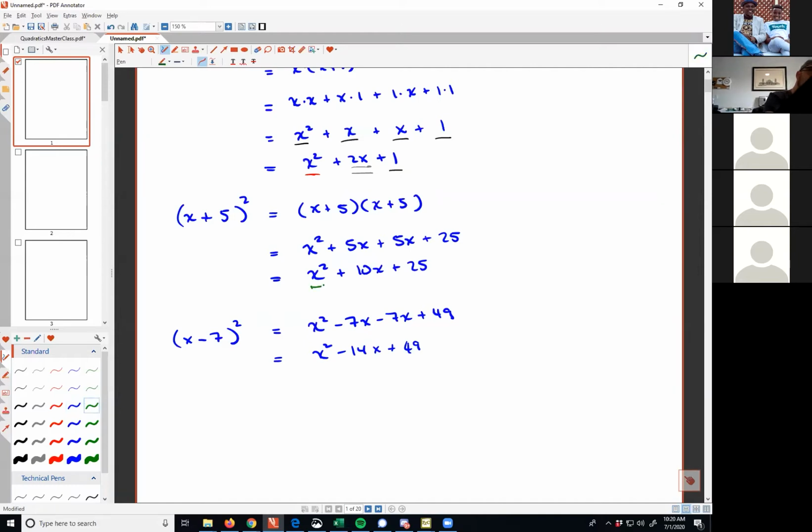For example, when we have x plus 5 squared, the coefficients, yeah, it's a 10.